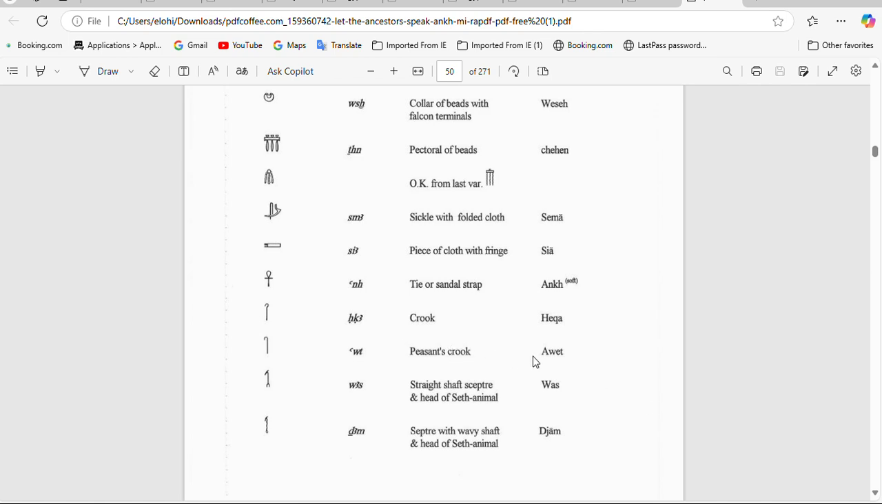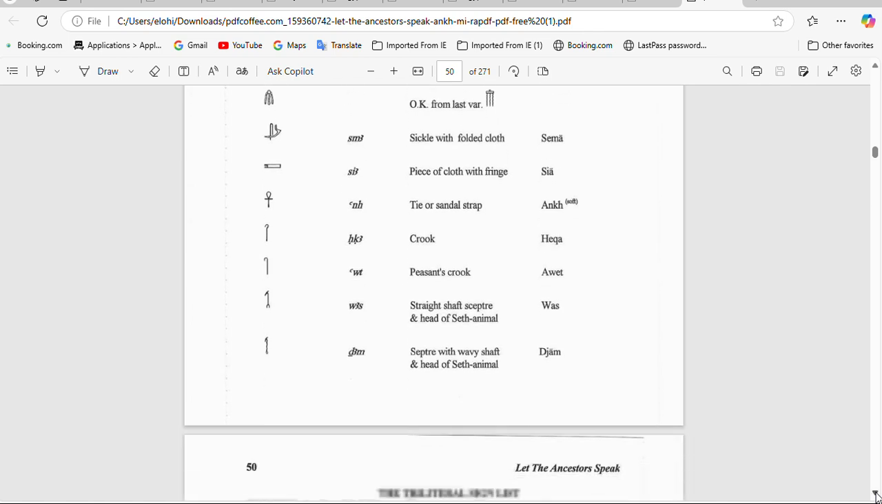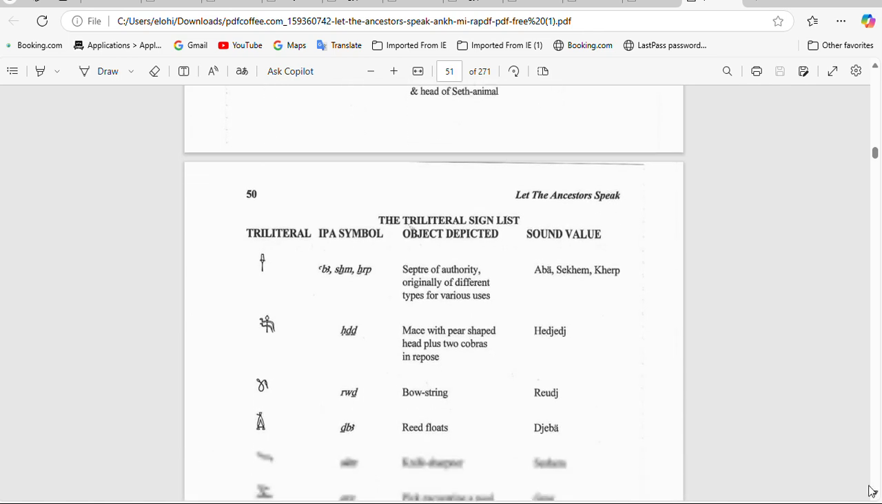Then you have the peasant's crook, a wet. Then you have the wa scepter, straight shaft scepter and head of a Seth animal. Then you have the jam scepter with wavy shaft and head of Seth animal. Then you have the scepter of authority, originally of different types of various uses. It's called a abba, a sekem, a karep.